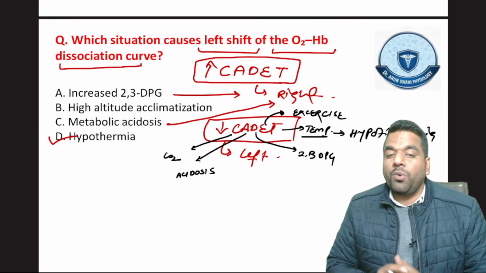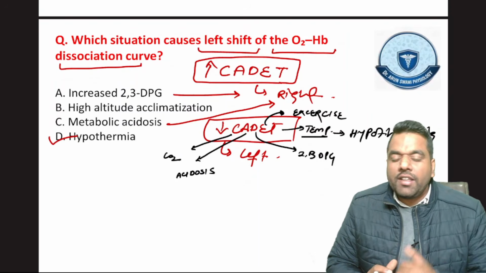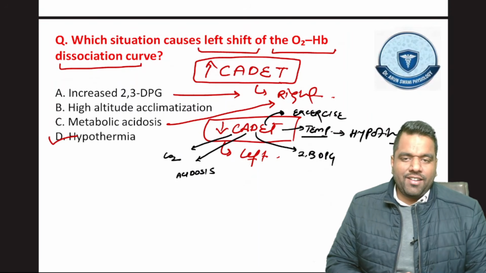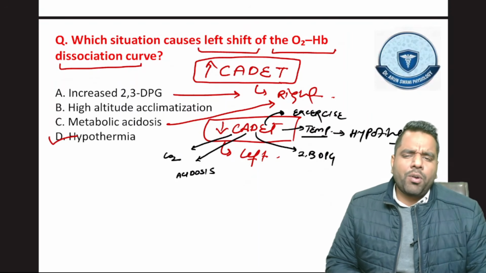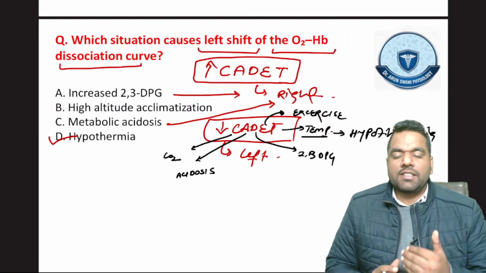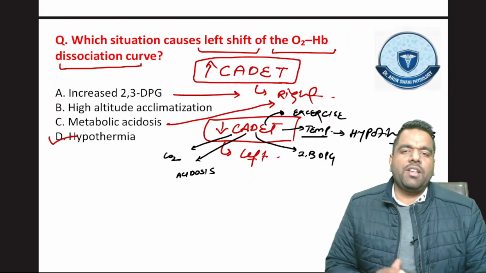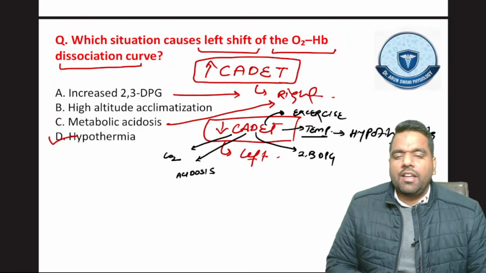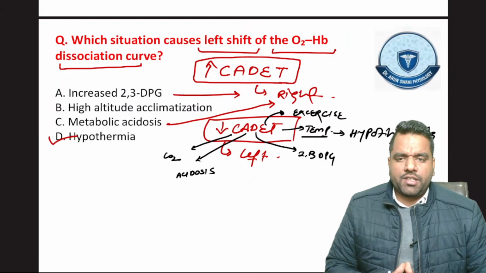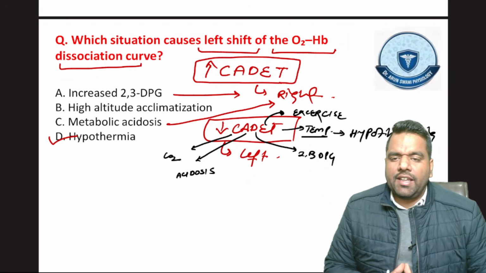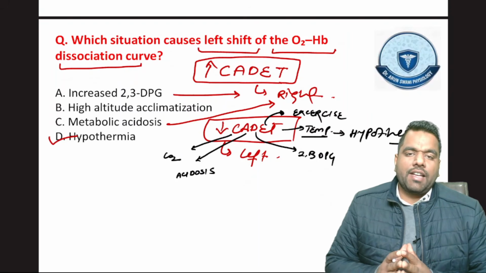Guys, high altitude acclimatization. When a person is at a high altitude area, there is a decrease in the barometric pressure, the atmospheric pressure. So initially there can be hypoxia, but later when the person is acclimatized, the level of RBC is increased, the level of hemoglobin is also increased, and that condition never differs in the oxygen hemoglobin dissociation curve. So the right answer of this question is option D, that is hypothermia.